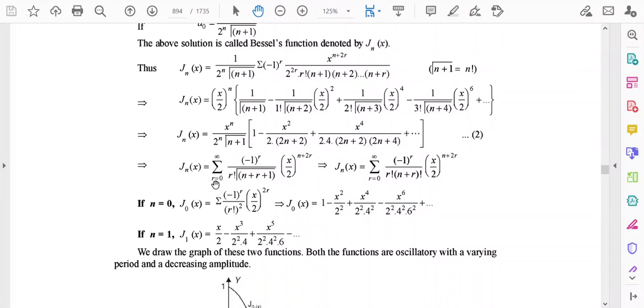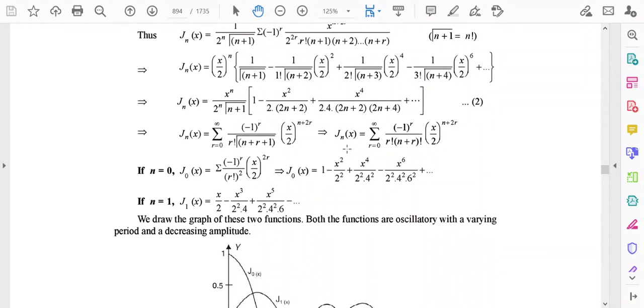So this is the generalized expression for the Bessel function. Jn(x) can be written as (minus 1) to the power r divided by r factorial, and you can write either in gamma function format, gamma n plus r plus 1, or (n plus r) factorial. So you can write both in gamma function form and in factorial format. This is in factorial format, and this is (x by 2) to the power n plus 2r. If we put n equal to 0, J0(x) is equal to the sum of (minus 1) to the power r divided by (r factorial) square, times (x by 2) to the power 2r. So this is the expression for J0(x).